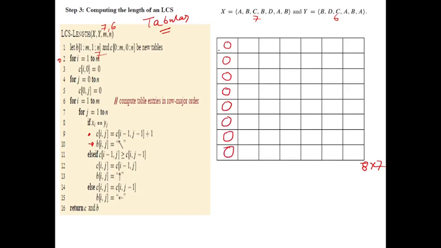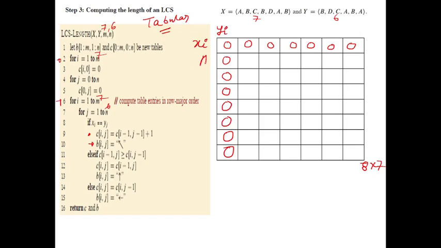Friends, and then line number 4: j 0 comma 2n c 0 j, that means 1 to 6. 0 1, 0 2, 0 3, 0 4 up to 0 6, everything will be 0 0 0. So 0 0, and then you have this line number 6, for i goes 1 to 7 and j goes to 6. These things you have to check. Okay, now let us see, this is xi and this is yi.